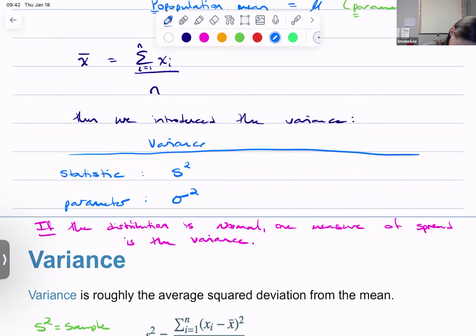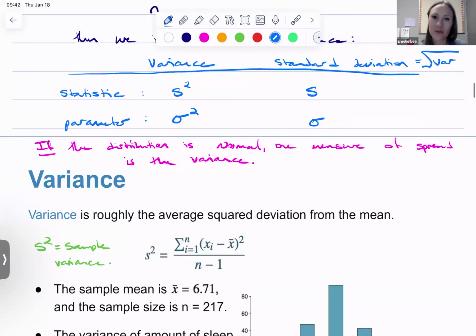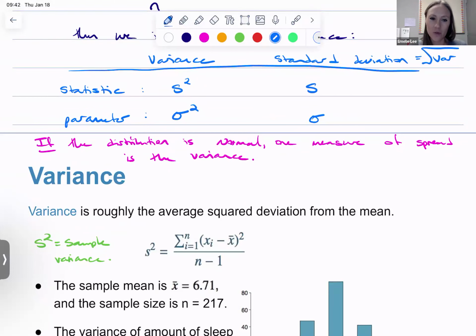So this is the variance. The statistic is S squared, and the parameter is sigma squared, right, for the population. But if you've calculated it, it's a sample statistic, right? So S squared. And I feel like we didn't quite have time to get into the standard deviation, which is the square root of the variance. The statistic for the standard deviation is a lowercase s, and the notation for the parameter is sigma. Take the square root of s squared and you get s. Take the square root of sigma squared and you get sigma. We ignore the negative options, right? Because we can't have a negative spread, so that's fine.